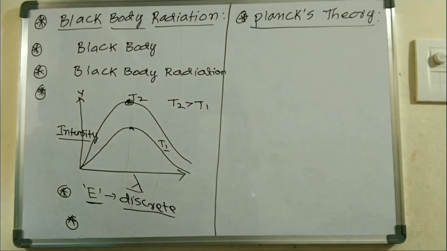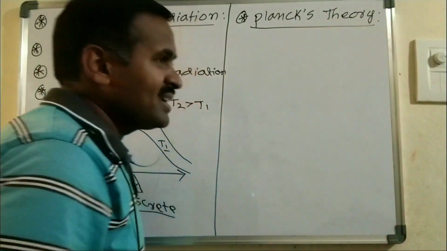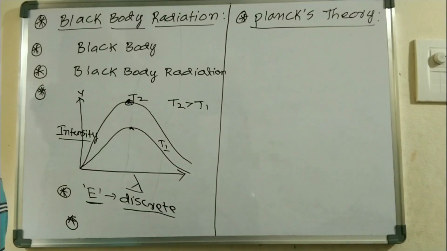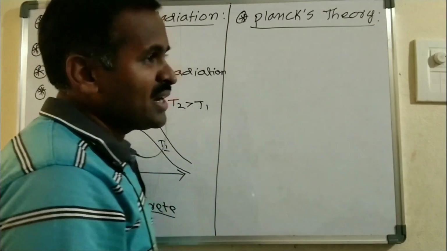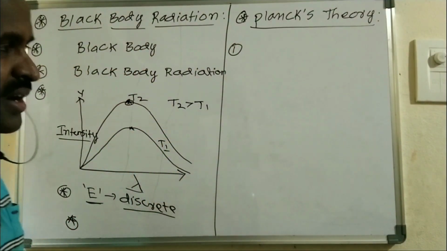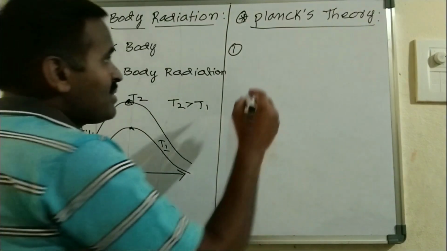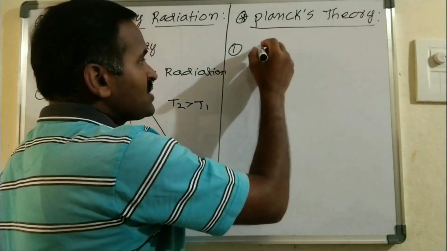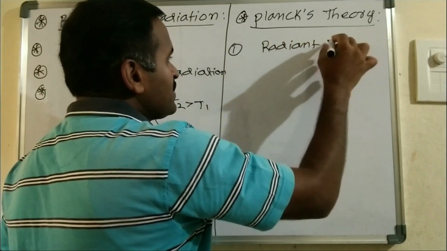Based on this, Max Planck proposed another theory, called Planck's theory or Planck's quantum theory. He gave some important assumptions. The first is that each black body radiation is associated with some fixed, definite amount of energy. That energy is called radiant energy.